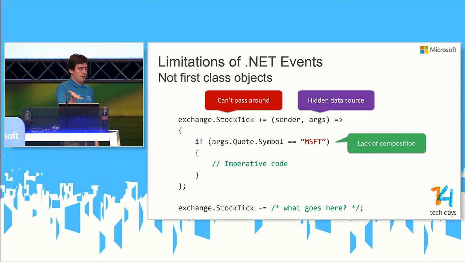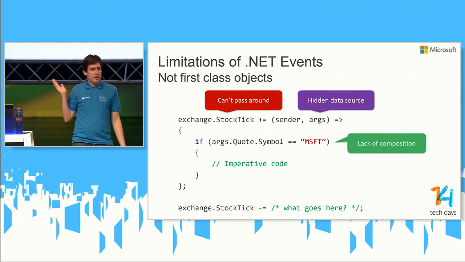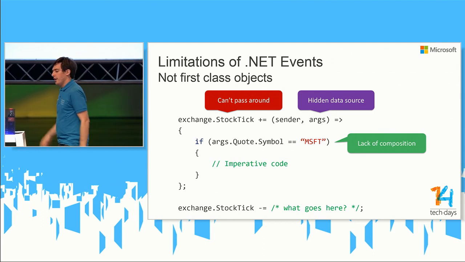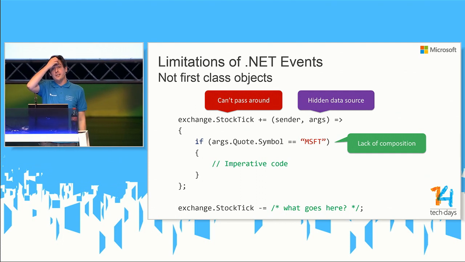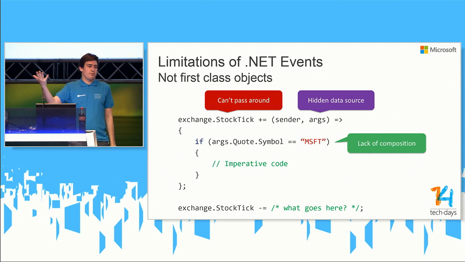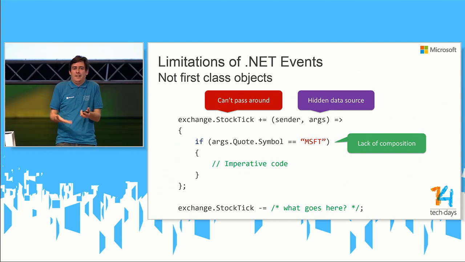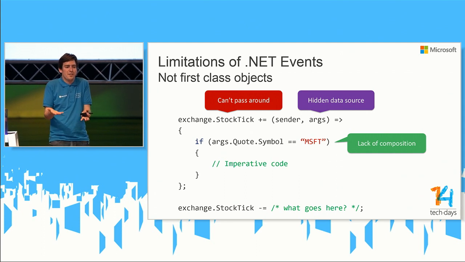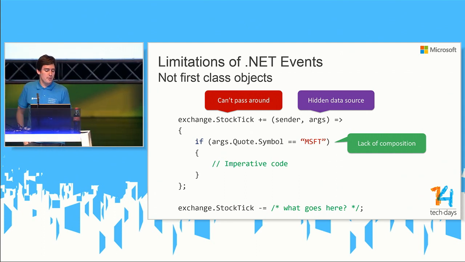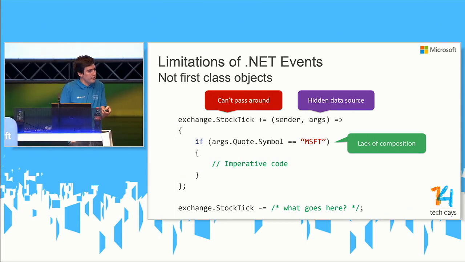Now, an implication of not being able to pass those guys around is that you can't create a library that abstracts over common patterns. Like this pattern of simply subscribing to a stock tick event and then filtering it out, well, that's something you could abstract quite well. Everyone who's into LINQ will see that looks like a where operator, right? You give it a predicate to say, give me only those things that have an MSFT, but you can't write that because you can't write a method that takes in an event and produces another event.